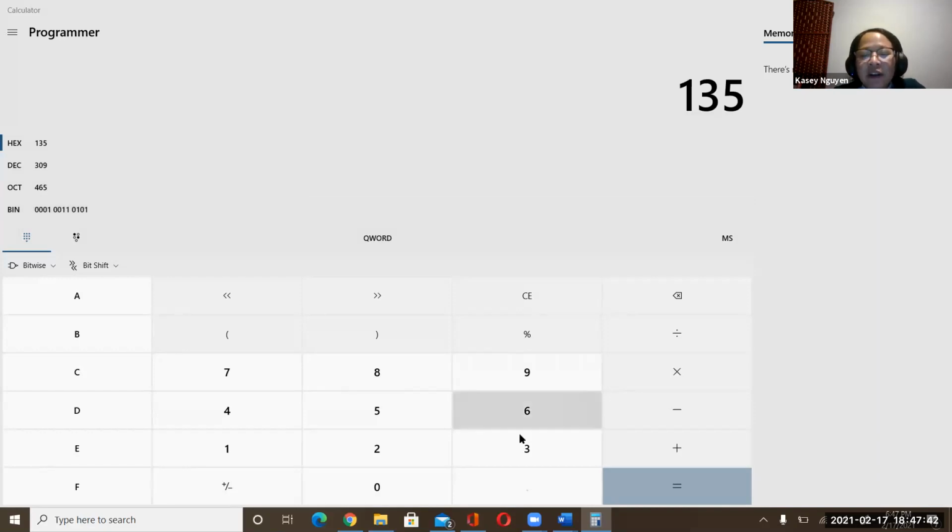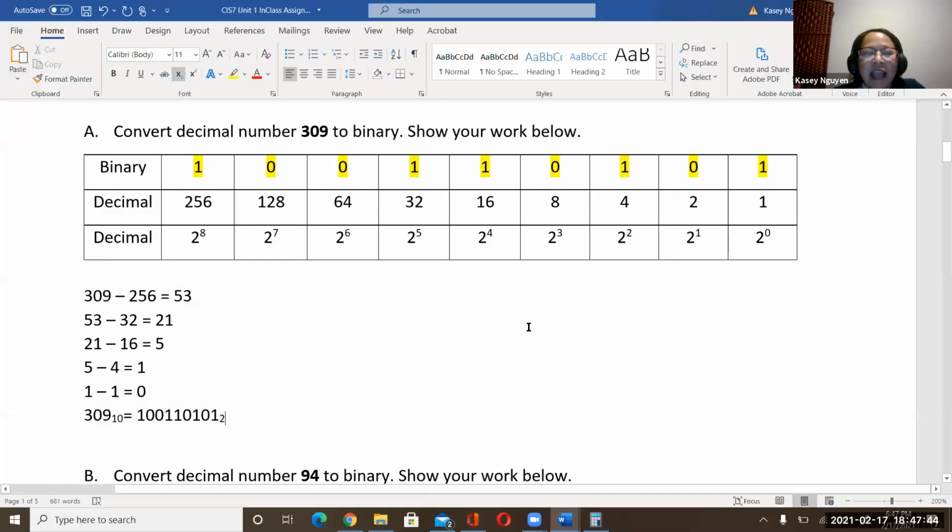Will we ever do this manually in the field? No, right? But you have to understand how it's done, because programmers create calculators, right? They create these tools. So you as a programmer have to understand the concept, so that way you can solve bigger problems. Maybe you can create a better tool. So yes, you can use your calculator to check.